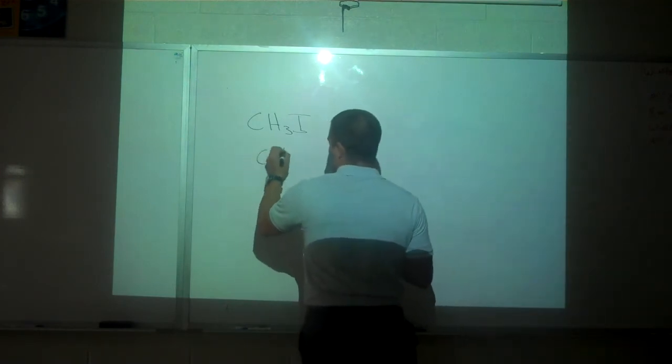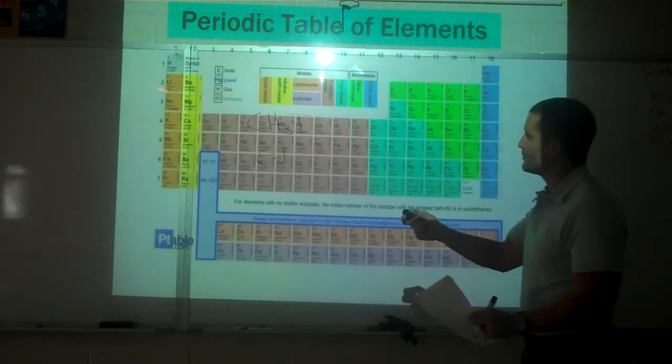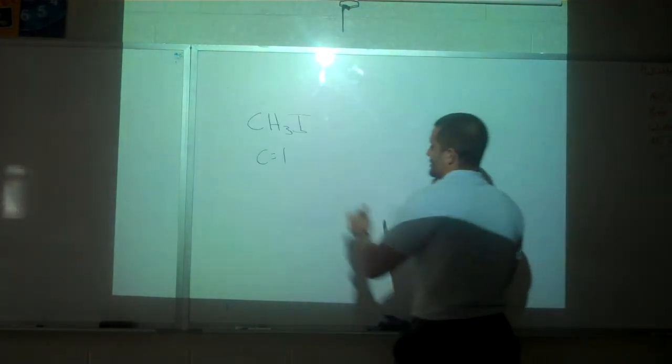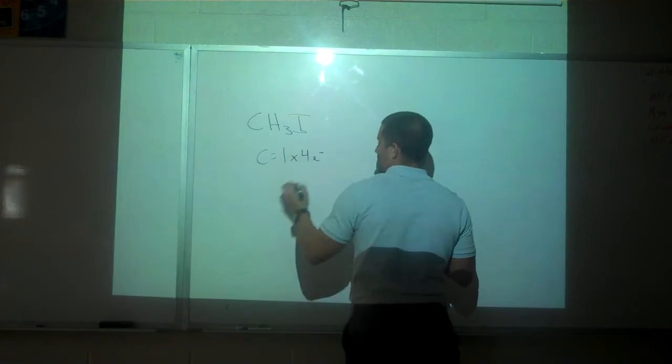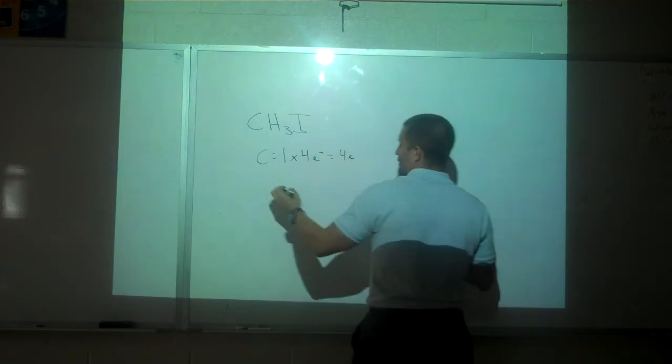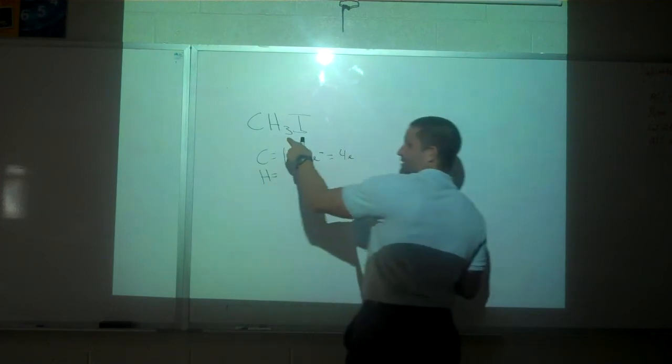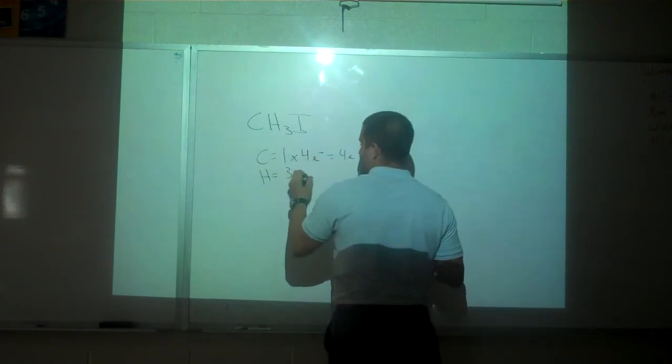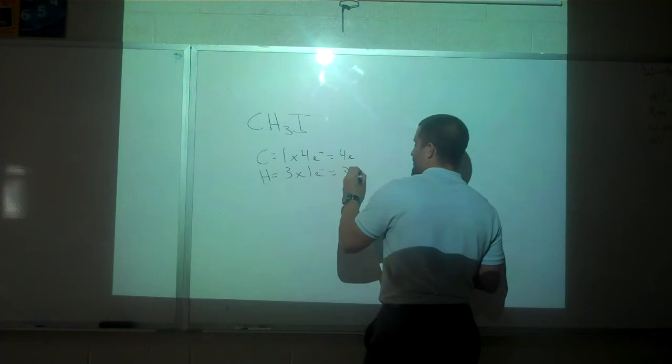So C, I have one of them. The carbon we know has 1, 2, 3, 4 valence electrons. Times 4 electrons. That equals, okay, 4. Hydrogen, I have 3 of them, right? So we have 3 times 1 electron equals 3 electrons.